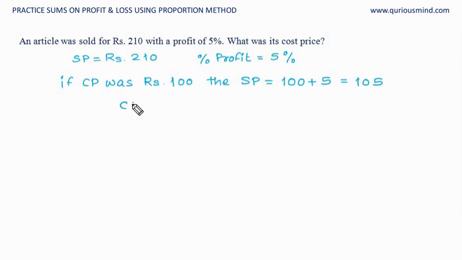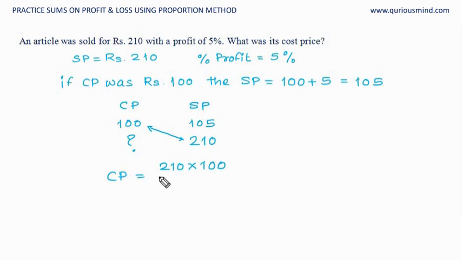So now let's write the proportion method format. So if CP was 100, SP would have been 105. We don't know CP, but SP is 210. So what would be CP if SP is 210? Now in this case, CP is equal to multiplication of these two diagonally opposite terms, and divided by the term which is diagonally opposite to the question mark.